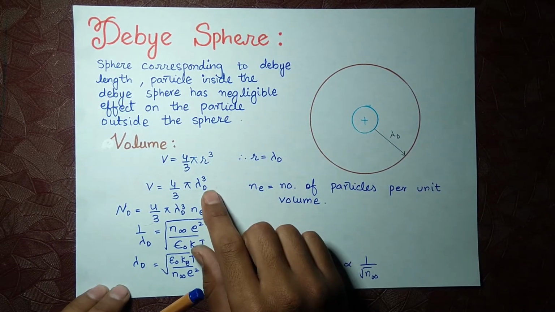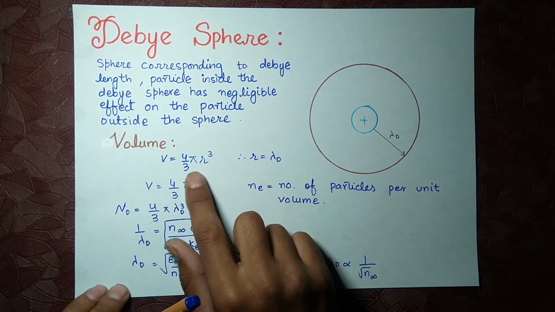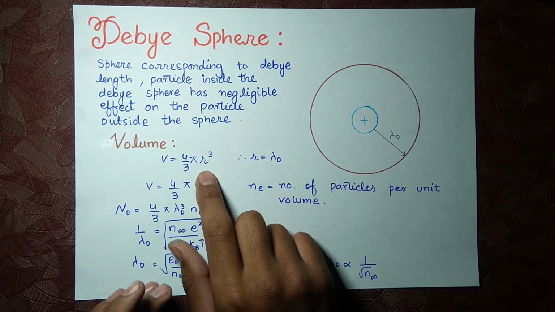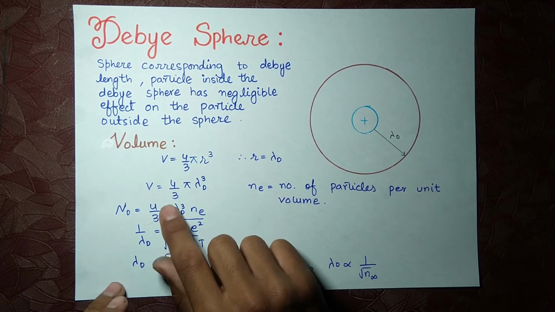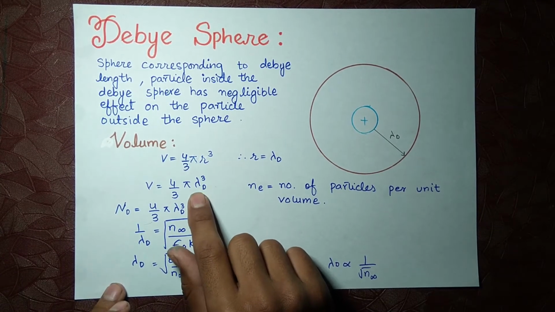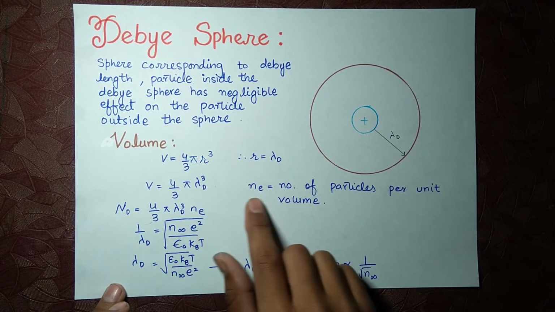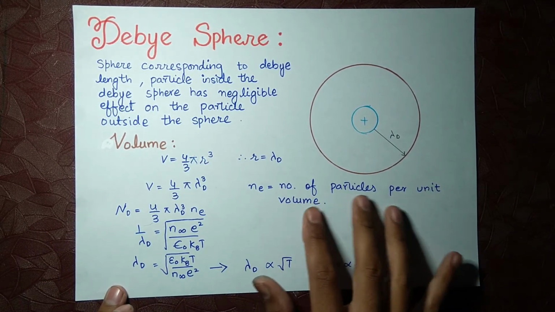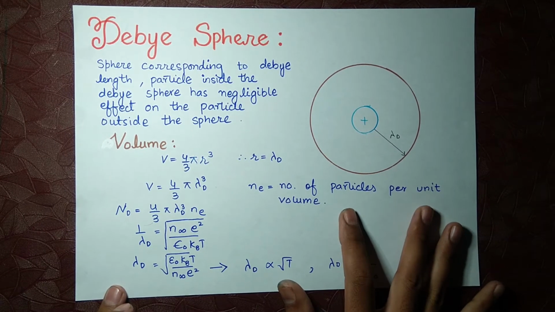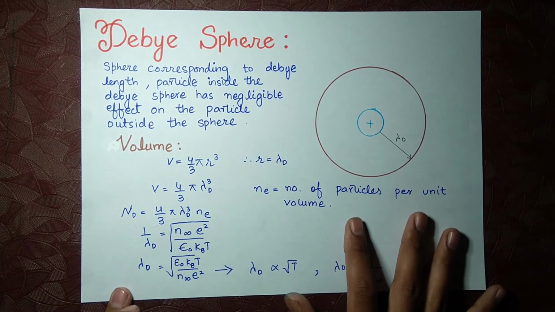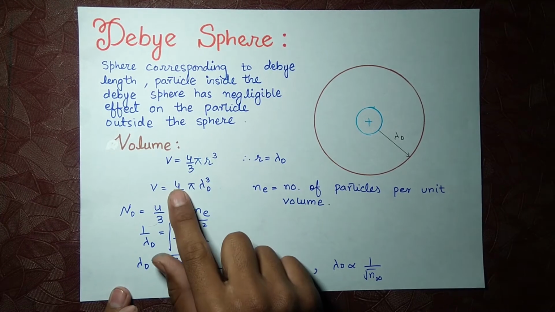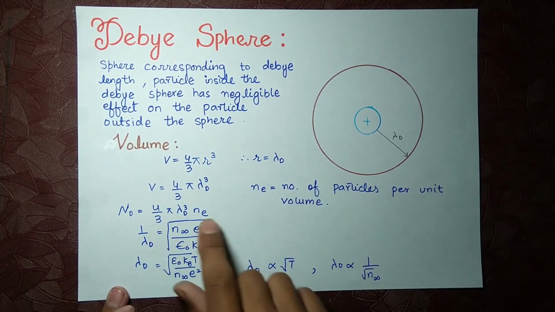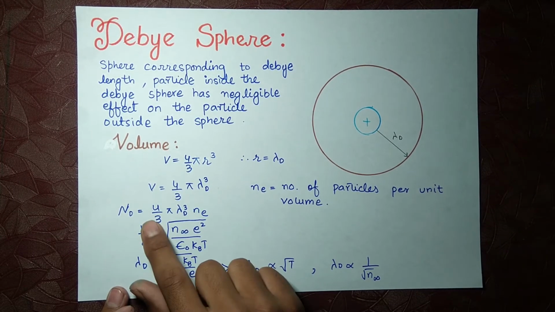So volume is equal to 4 by 3 pi r cubed. We know that the volume of a sphere is equal to 4 by 3 pi r cubed, and V is equal to 4 by 3 pi lambda_D cubed, and n is the number of particles per unit volume. This volume could be cancelled by this one.